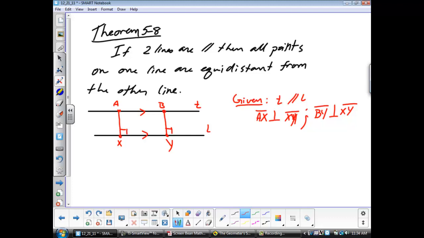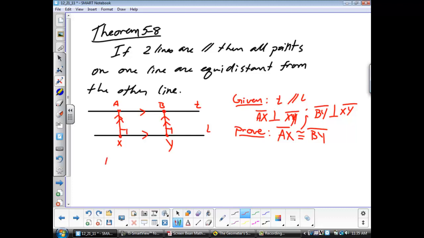All right. Now, we're going to be proving that AX is congruent to BY, or that any point on line T is equidistant to line L. Do we have a parallelogram? We do. Why is it a parallelogram? Because these lines will have to be parallel if they're both perpendicular to the same line.